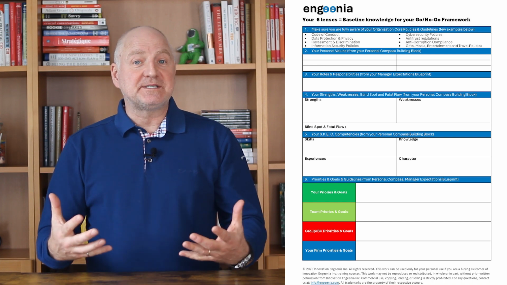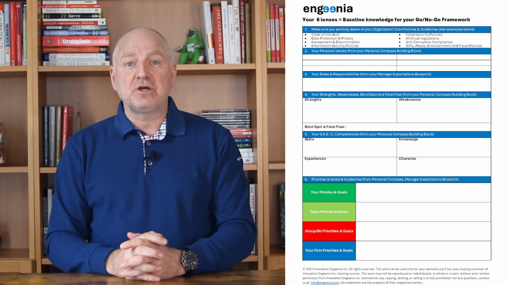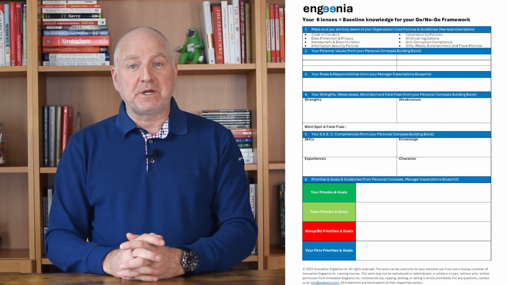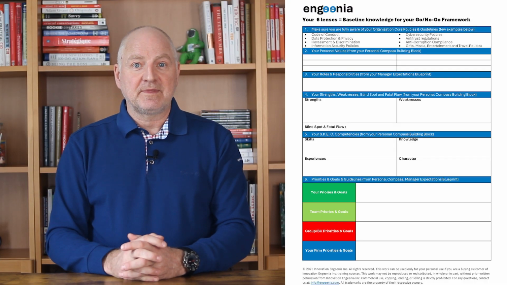First, open the 6 lens form and fill up all the fields with the information from your personal compass training blocks and your manager expectations blueprint. Second, open the go, no-go framework and let's take a few minutes together to take a look at it.